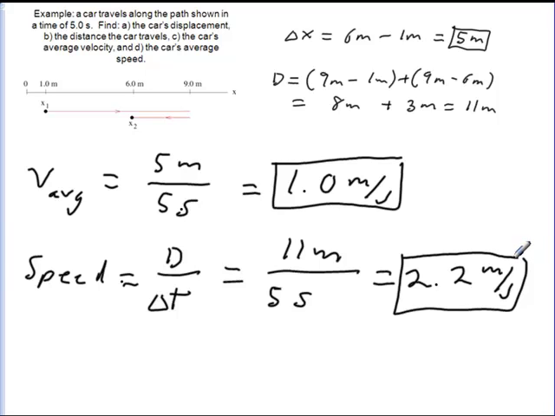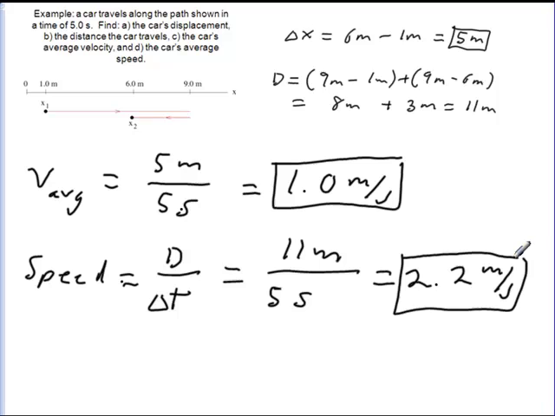All right. So there are our answers. The displacement is 5 meters, but the total distance traveled is 11 meters. The average velocity is 1 meter per second, and the average speed is 2.2 meters per second. And we can see a glimpse here of what needs to happen for the average velocity and the average speed to be the same, or for the displacement and the distance to be the same.